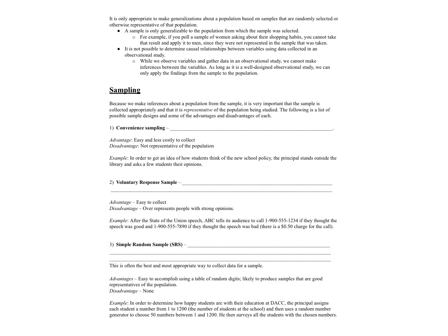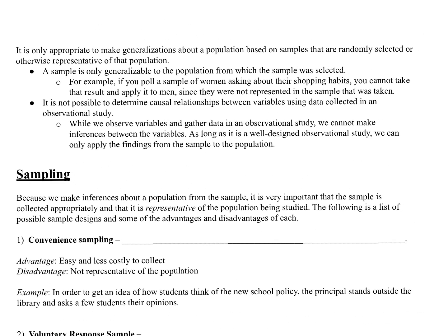So when it comes to planning an observational study, we can only make generalizations about a population if those samples are randomly selected or otherwise representative of that population. So if my population was statistics students at DACC, and I was asking students who were taking a different math class, that's not representative of my population.